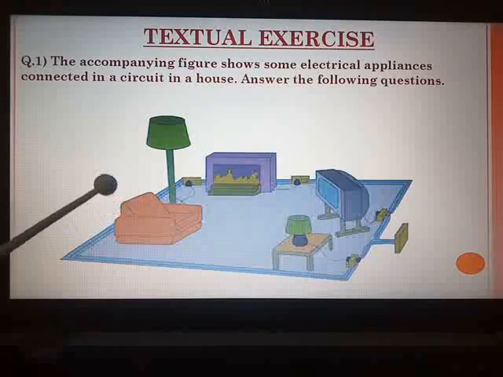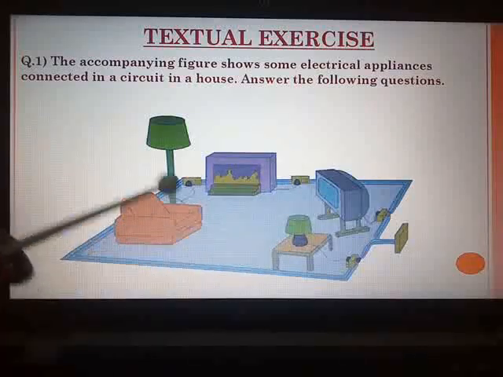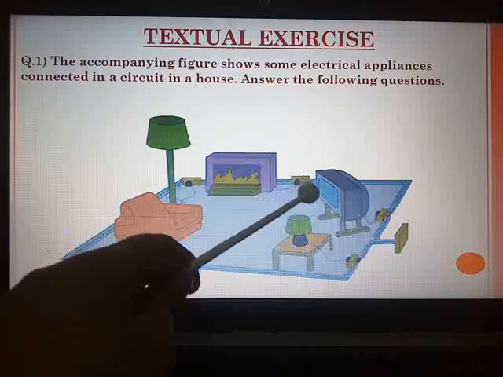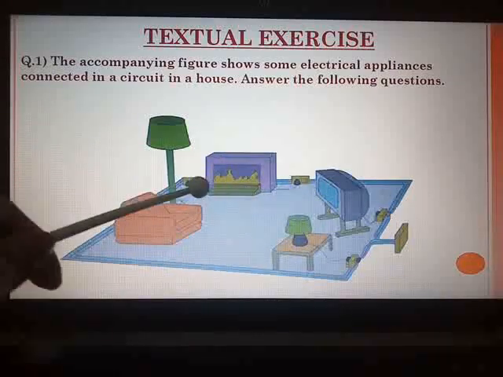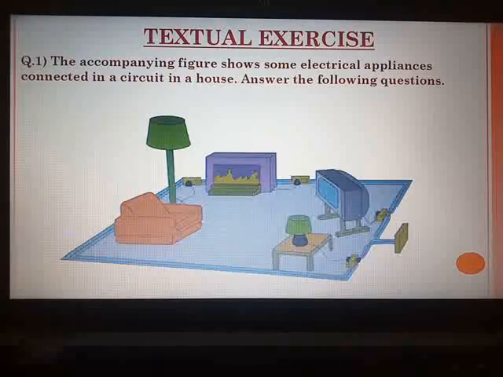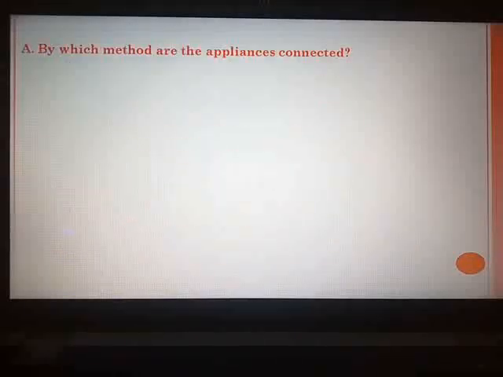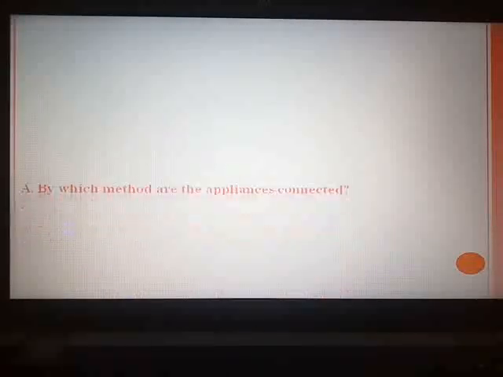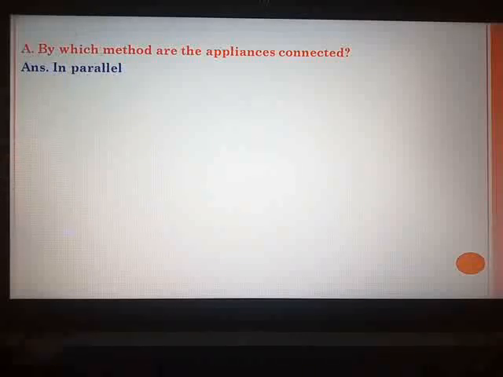So here you can see in this figure, some electrical appliances are connected in a circuit. You can see this table lamp, some television, a small lamp. All of them are connected in a circuit. Now based on this diagram, you have to answer the first question. By which method are the appliances connected? Here you can see the appliances are connected in a parallel combination. So the first answer is the appliances are connected in parallel combination.